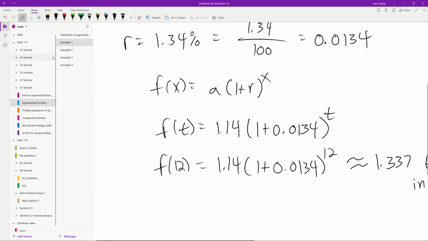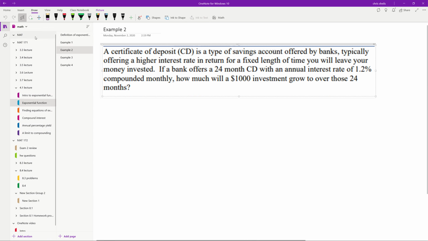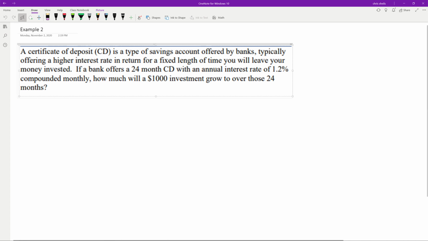Let's look at some more examples here. A certificate of deposit is a type of savings account offered by banks, typically offering a higher interest rate in return for a fixed length of time that you'll leave your money invested. If a bank offers a 24-month CD with an annual interest rate of 1.2%, compounded monthly, how much will a $1,000 investment grow to over those 24 months?